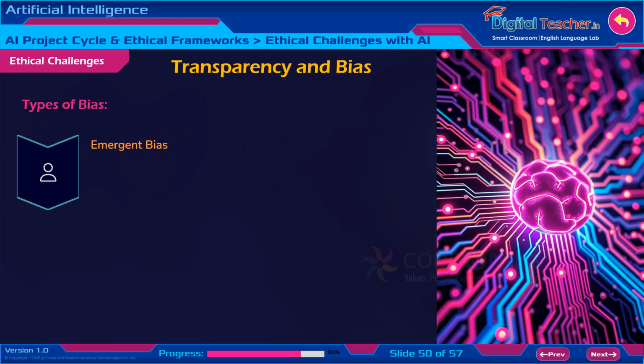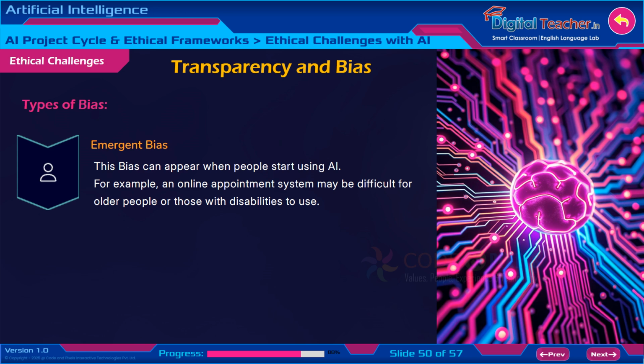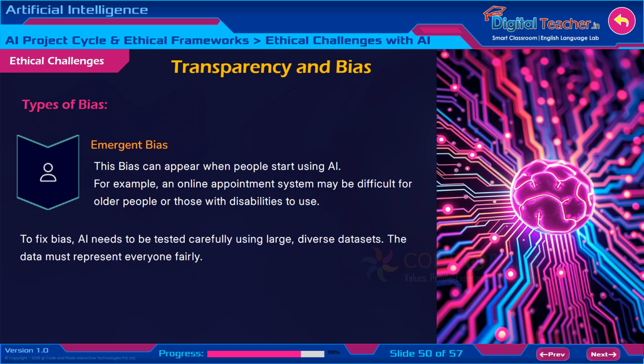Emergent bias. Bias can appear when people start using artificial intelligence. For example, an online appointment system may be difficult for older people or those with disabilities to use. To fix bias, artificial intelligence needs to be tested carefully using large, diverse datasets. The data must represent everyone fairly.